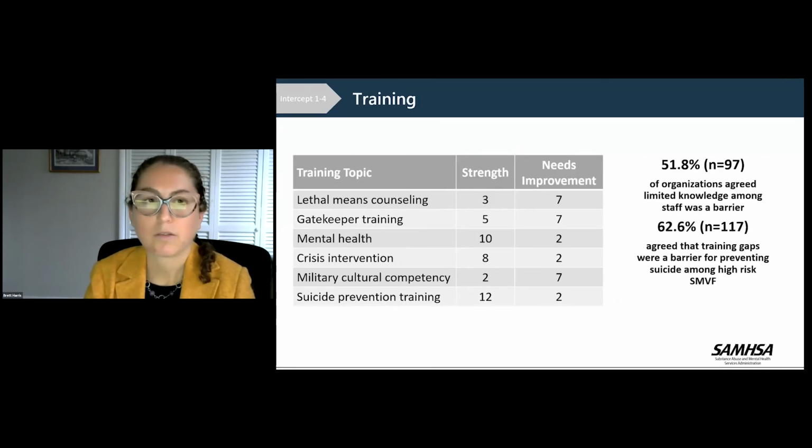So I'm quickly going to touch upon training. And of course, we know how training is related to practice and related to self-efficacy. Communities talked about what areas of training they thought were a strength and which ones need improvement. You can see that suicide prevention and mental health were seen as strengths, whereas lethal means counseling, gatekeeper training, and military cultural competency needed a little bit more improvement. About half of organizations agreed that limited knowledge among staff was a barrier, and about 2/3 agreed that training gaps were a barrier for preventing suicide among high-risk SMVF. Next slide.